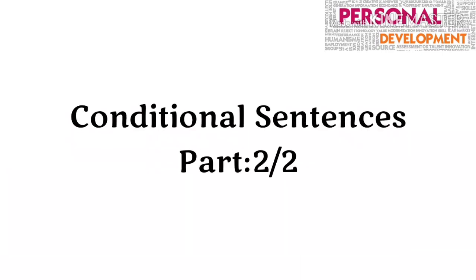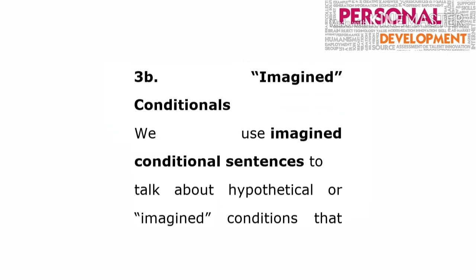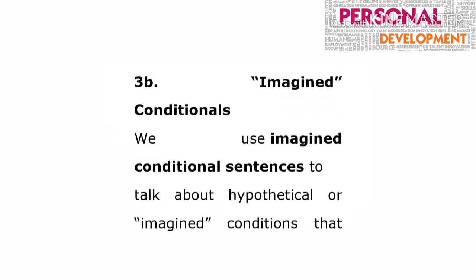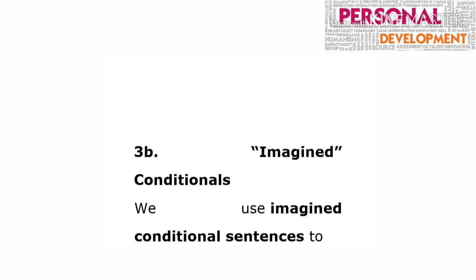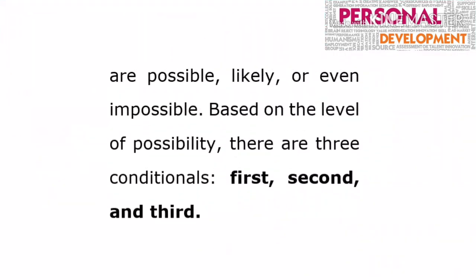Welcome back. Now I want to discuss imagined conditionals. We use imagined conditional sentences to talk about hypothetical or imagined conditions that are possible, likely, or even impossible. Based on the level of possibility, there are three conditionals: first, second, and third.